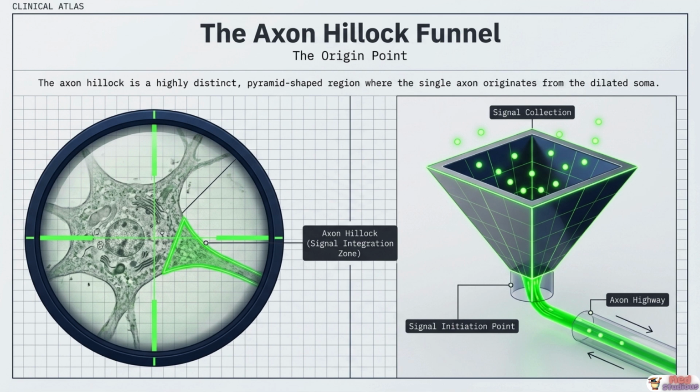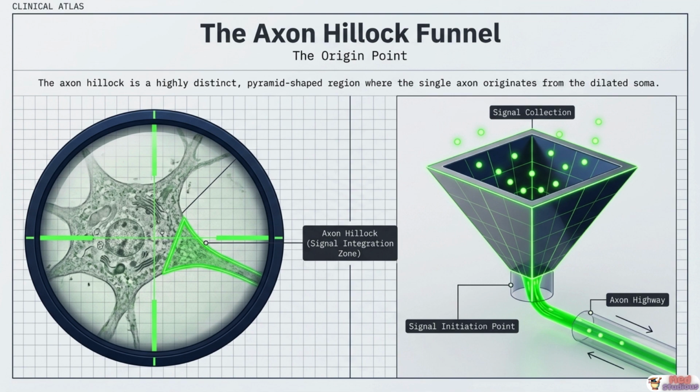But its true importance is functional. The axon hillock serves as the neuron's primary signal integration zone. It is the ultimate biological calculator. It collects all the excitatory and inhibitory electrical signals funneling in from the vast dendritic tree and the soma. If the combined electrical charge reaches a specific critical threshold at the axon hillock, it triggers the firing of a brand new action potential. Therefore, the axon hillock is the exact initiation point where the electrical signal commits to traveling down the axon highway.